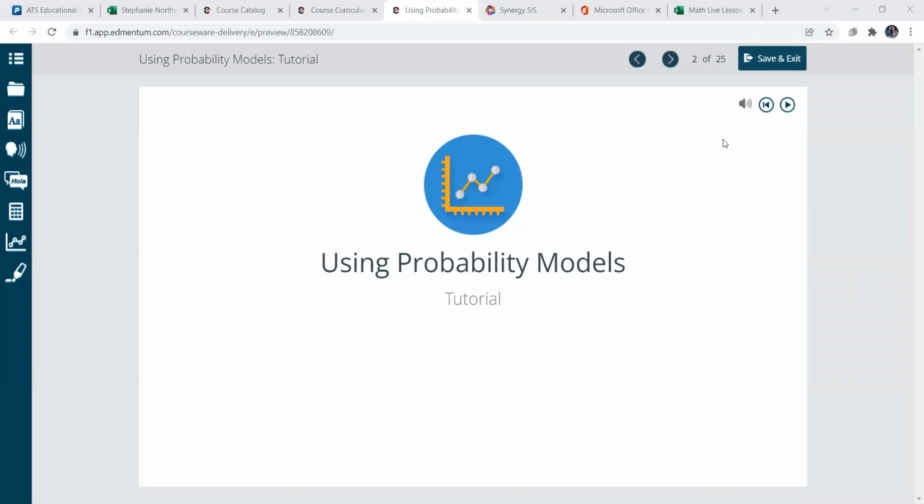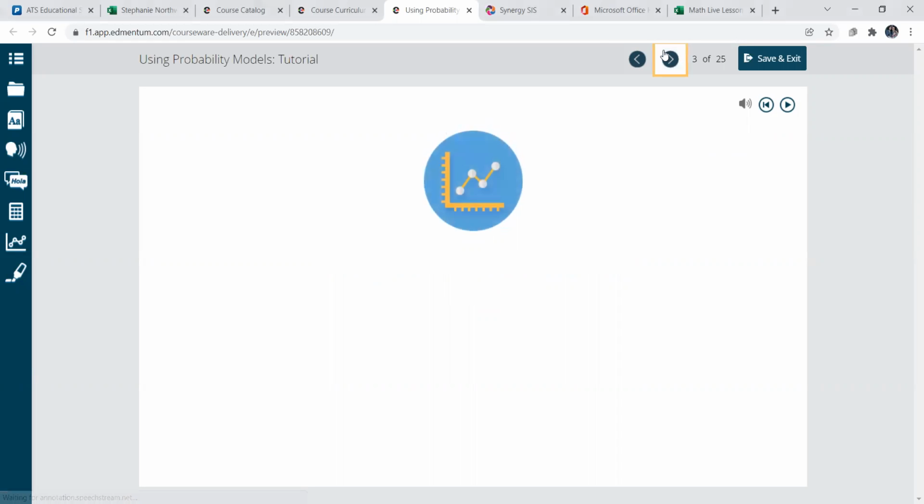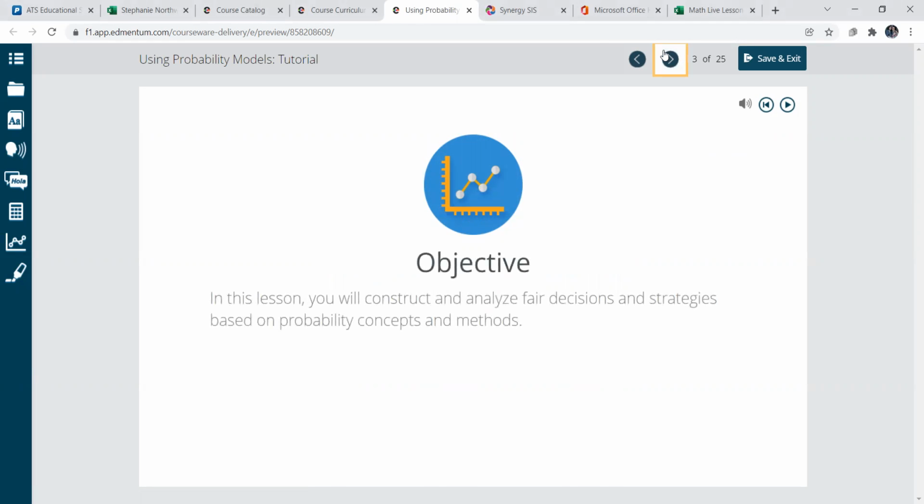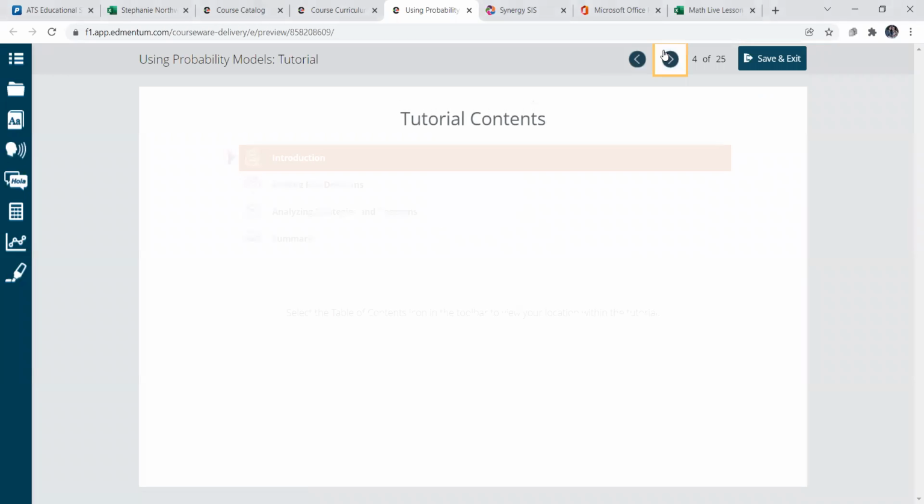All right, using probability models here. So, a couple things to talk about and discuss on this one. Basically, this goes along with geometry too.